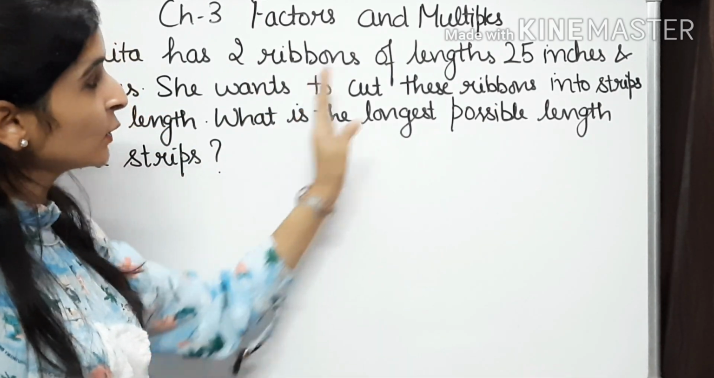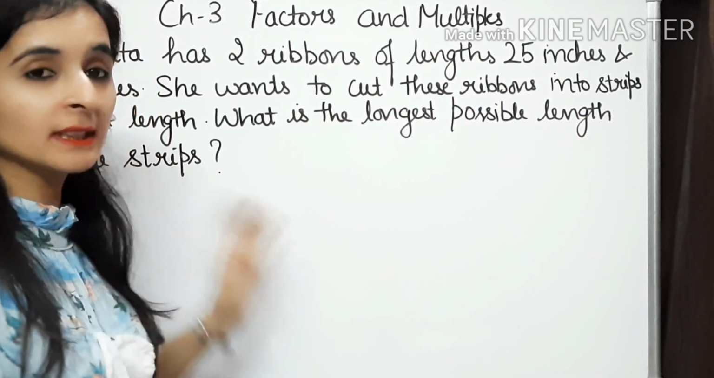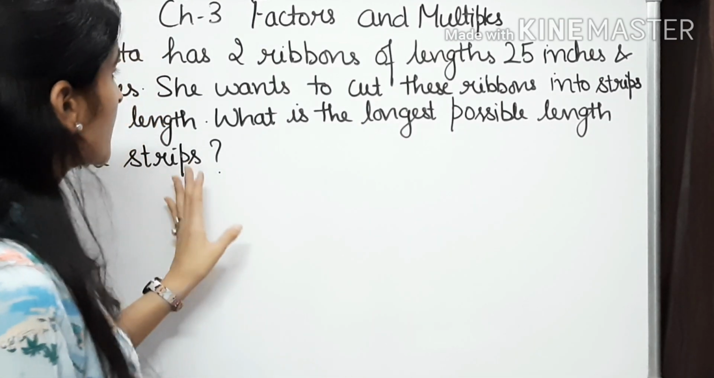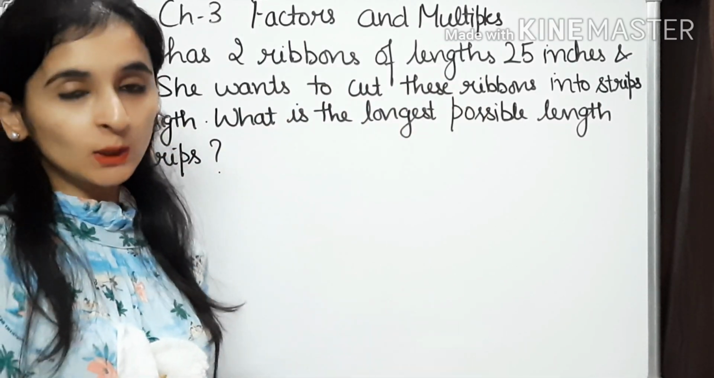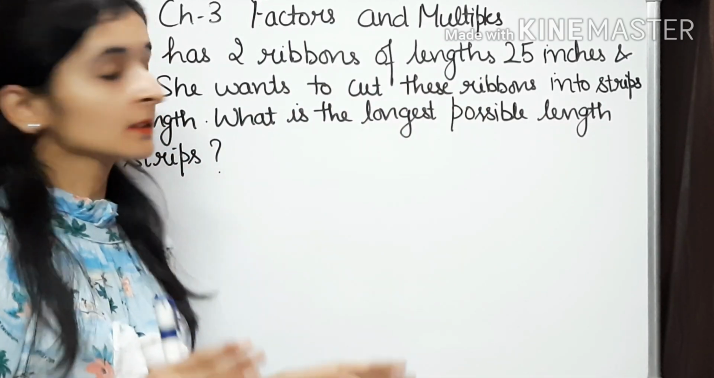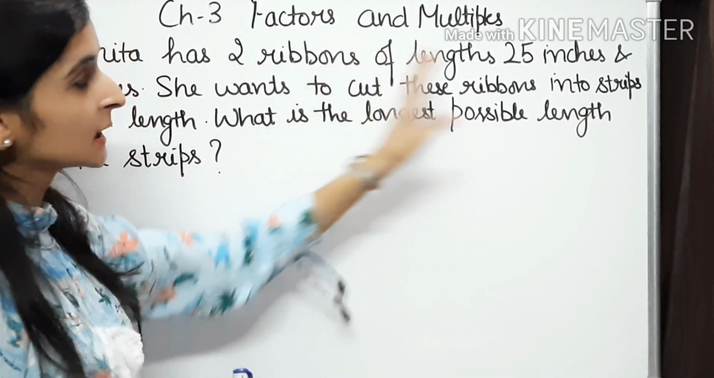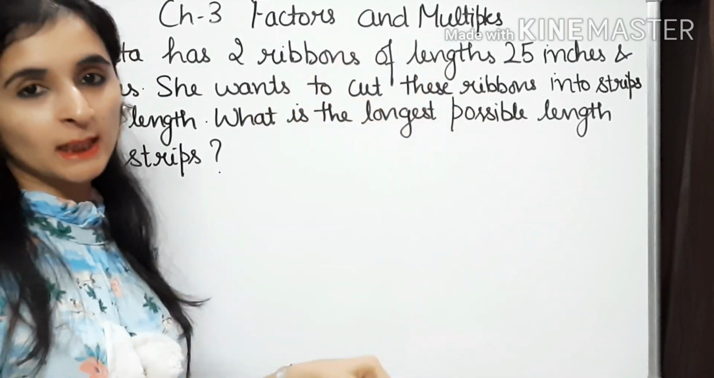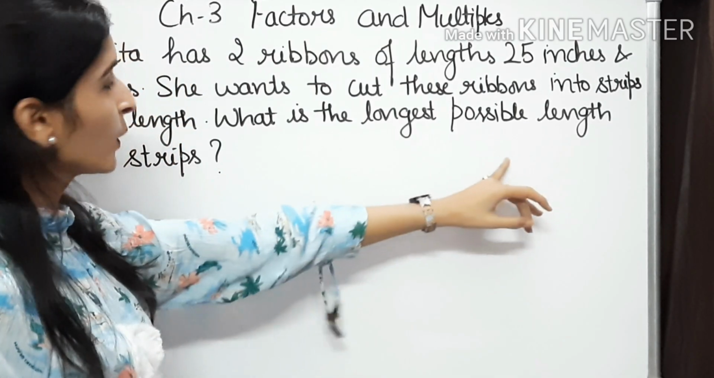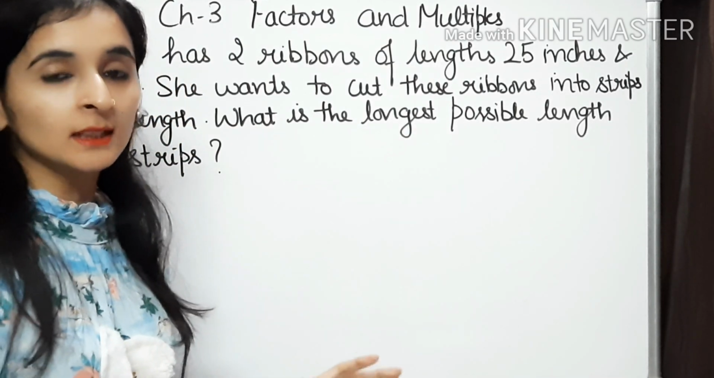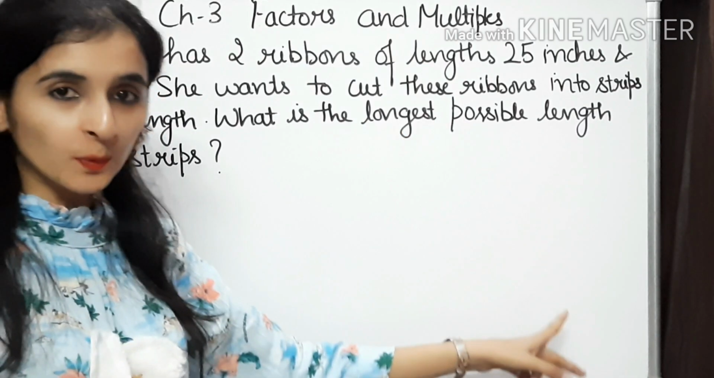The length of the first ribbon is 25 inches. The length of the second ribbon is 35 inches. Now she wants to cut these ribbons into strips of equal length. Yes, she wants to cut these ribbons into strips, but those strips should be of equal length. Now what is the longest possible length for those strips? So here again we have to find out the longest possible length.